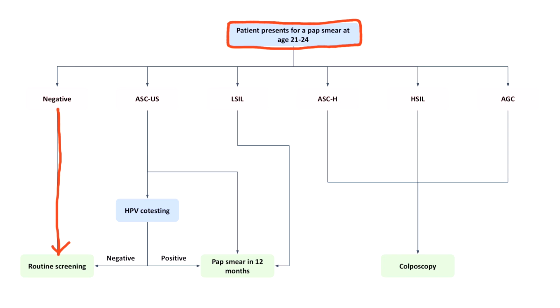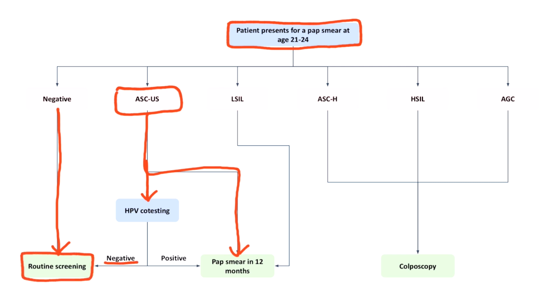If the pap smear shows ASC-US, clinicians have 2 equally viable options. They can either obtain a repeat pap smear in 12 months or proceed with HPV co-testing. If HPV co-testing is obtained and results are negative, the patient should be continued on the routine screening schedule. If, on the other hand, the HPV co-testing results are positive, the clinician should obtain a repeat smear in 12 months. If the pap smear result shows LSIL, clinicians should obtain a repeat pap smear in 12 months.